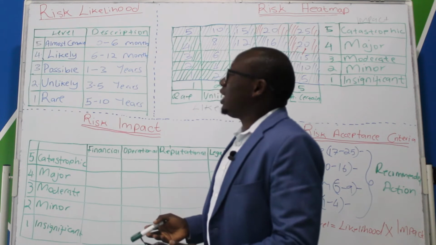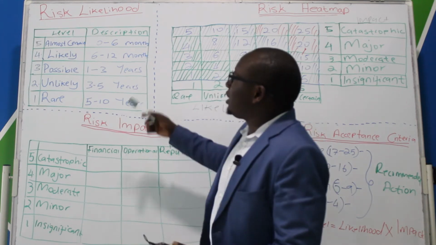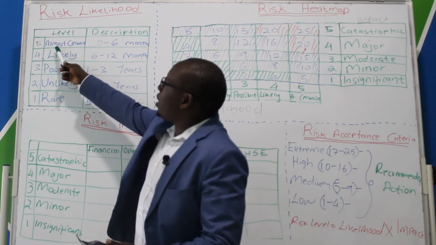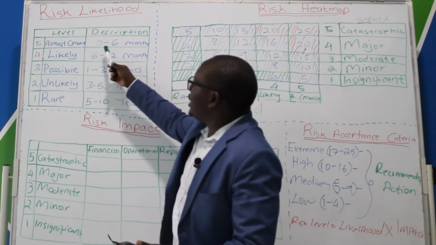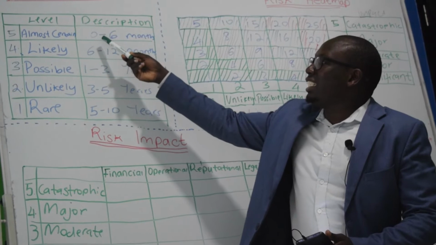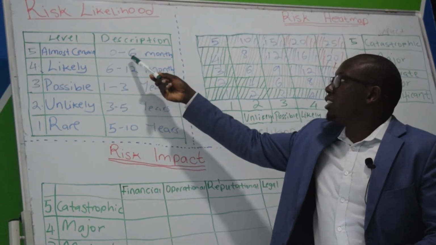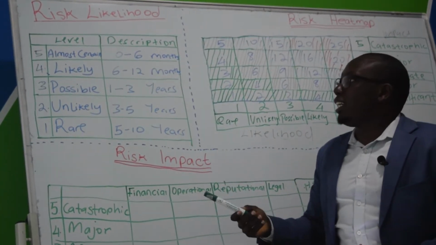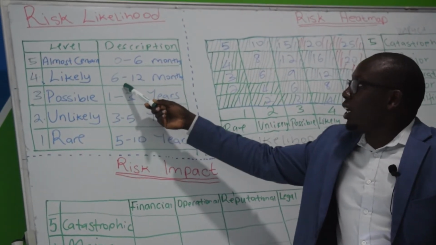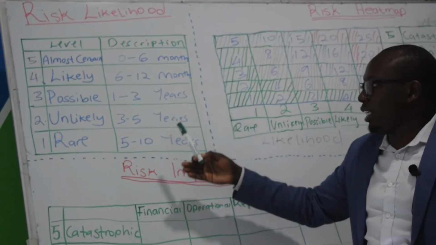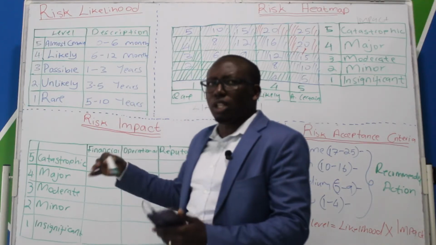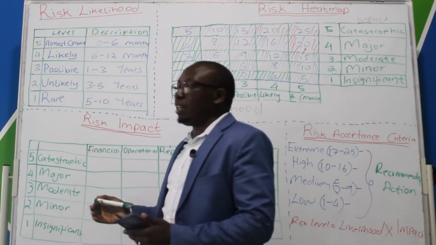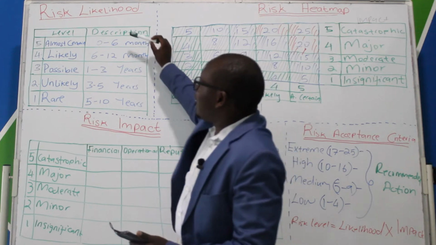Now let's go into the risk likelihood. At level 5 we have almost certain. For us, almost certain is a frequency of at least once every 0 to 6 months. Then likely happens once every 6 to 12 months, and so on, up to 5 to 10 years. This one would be for an organization whose operations take quite some time. So that is the likelihood.